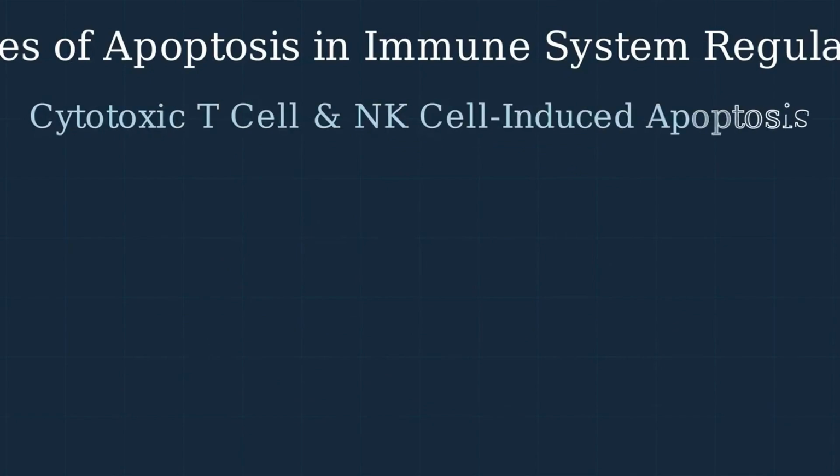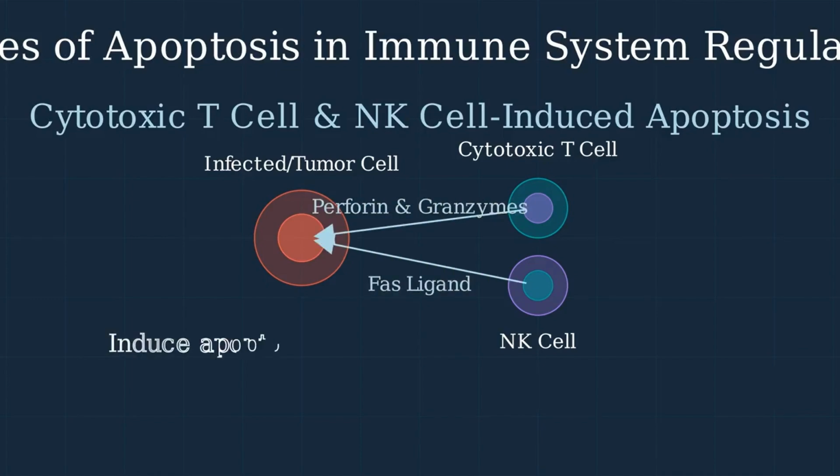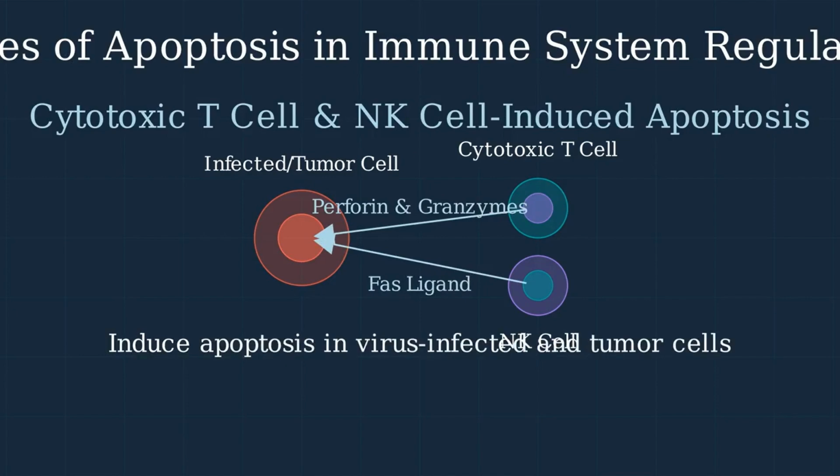Cytotoxic T lymphocytes and natural killer cells are specialized immune cells that can induce apoptosis in virus-infected or tumor cells. They use two main pathways: release of perforin and granzymes that create pores in the target cell membrane, or through Fas ligand interaction with Fas receptors. Both mechanisms activate the caspase cascade in the target cell, leading to its controlled elimination through apoptosis.